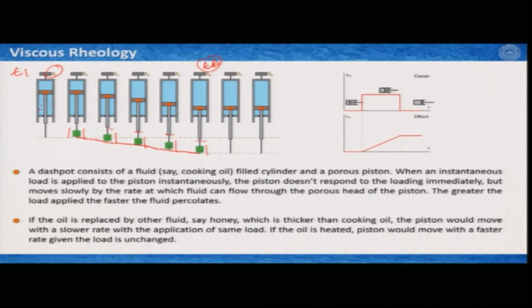Now, you can clearly understand that instead of 3 green bars, if I would have applied 4 or 5, then probably the movement would be faster. Therefore, the greater the load applied, the faster the fluid percolates through these porous spaces of this piston. Now, we can visualize these in terms of plots.